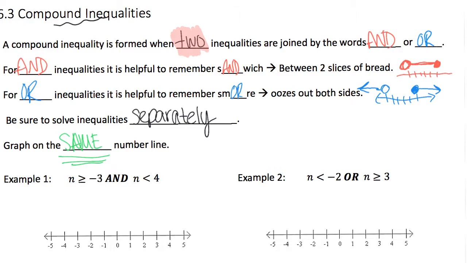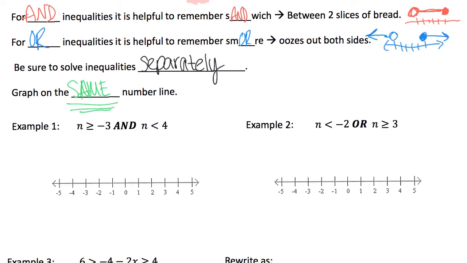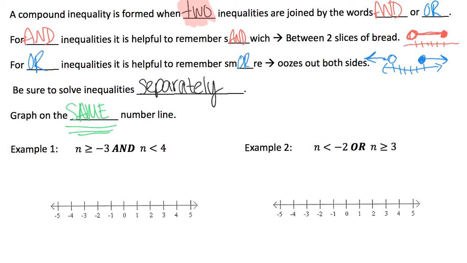Okay, so let's try the first two examples. Let's look at these. Example 1 says and. It's an and problem. So think about and means sandwich, right? So this is a sandwich one, which means they should be coming in towards each other.